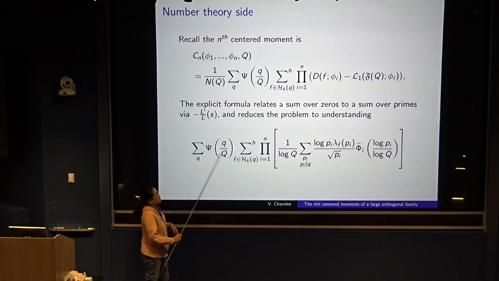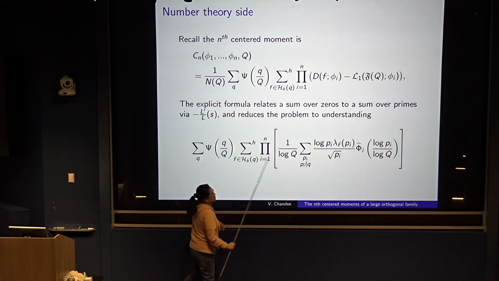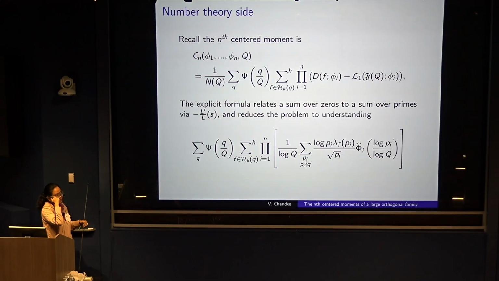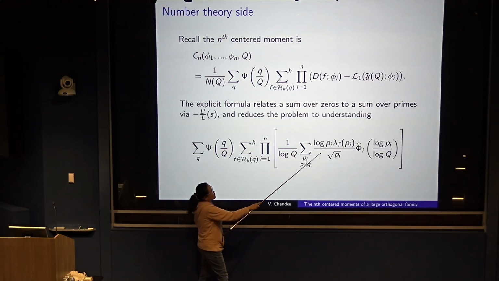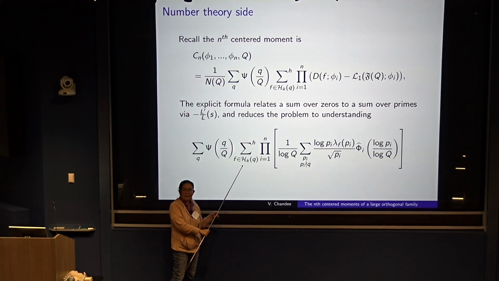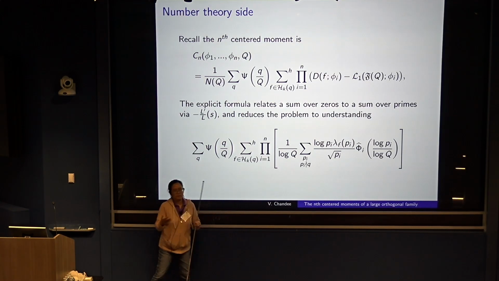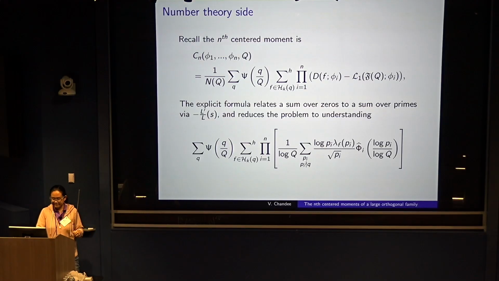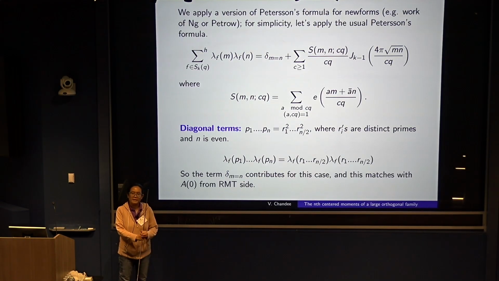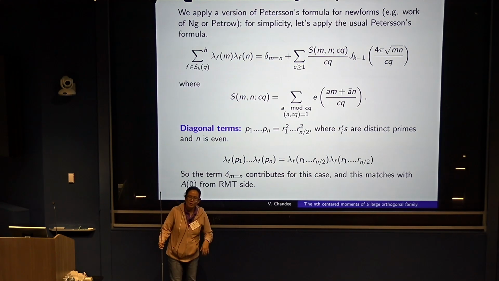So log p and lambda_f(p_i) is the coefficient in the L-function of this family. All right, so what are we going to do? Well, we're going to multiply them out. You have lambda_f(p_i) here, and you're going to apply the thing called the Petersson formula. You have a sum over f to compute this. In reality, we need the Petersson formula for the newforms, and this is done by the work of Ng and Petrow.